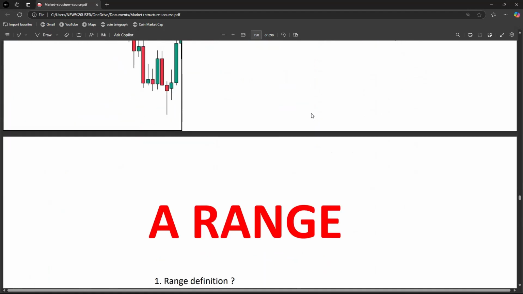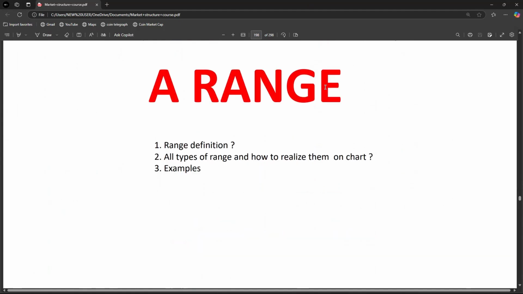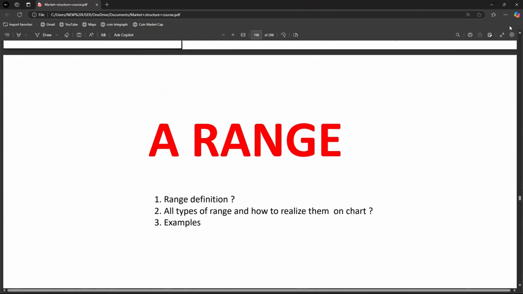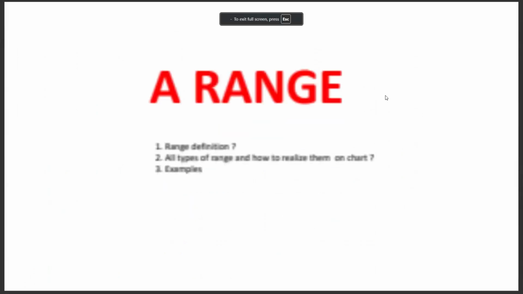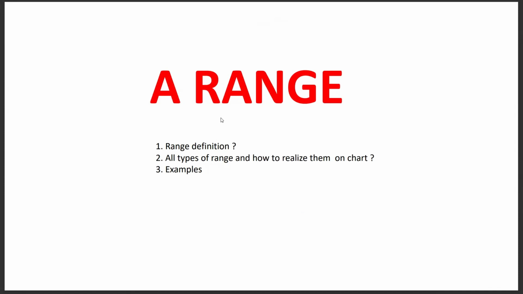And market cycle. So first of all, what is a range? Now, what is a range? All types of range and how can we see them on the chart, and the examples. Now, a range is a very, very serious thing every trader should know because even as of recent, gold was ranging and I saw a lot of persons buying and selling and trading the range. I wasn't sure how exactly they were doing that, but it was clearly a range.